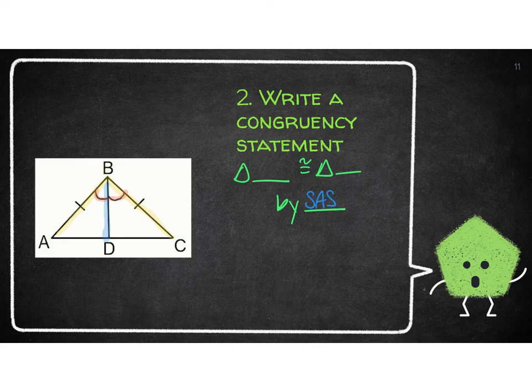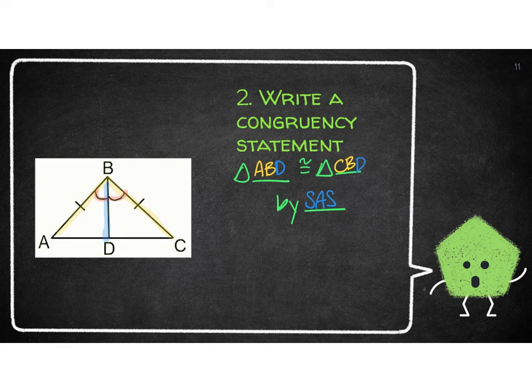This can help me then set up my congruency statement. So remember when we look at the first one, we can write it any way. So I'm going to do A, B, and then D. When I go to set up the next one, I need to make sure I'm doing it in the correct order. So A corresponds with C, B corresponds with B, and then D corresponds with D.